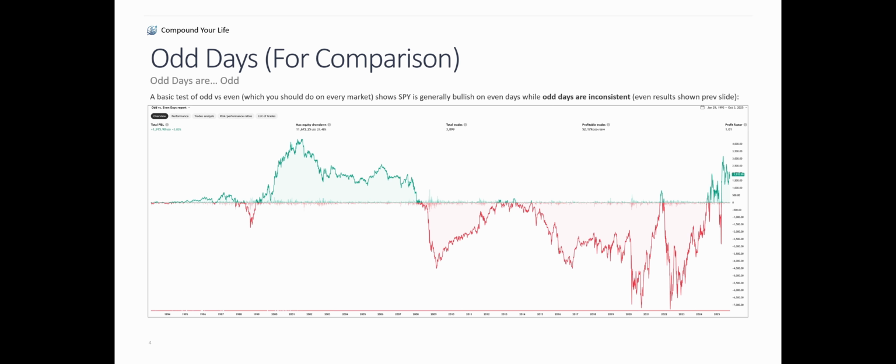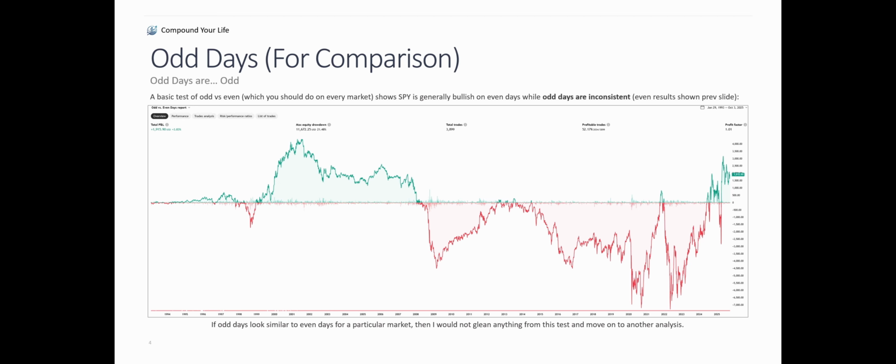Again, the odd days is based on if you were to buy the close of every even day, hold through all of the movement of the following day, which would be odd, and then you sell the close. So this is what it looks like. It's pretty random. This is what most markets are going to look like outside of US equities. And if you were to test this on another market and you see something like this for both the odd days and even days, then I would just move on. I wouldn't try to look into this too much.